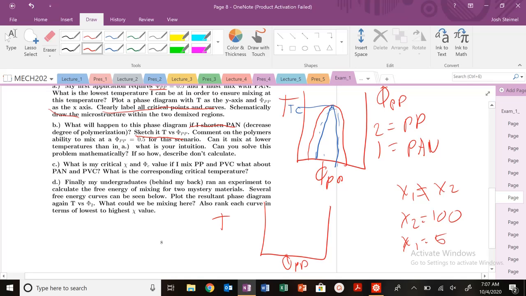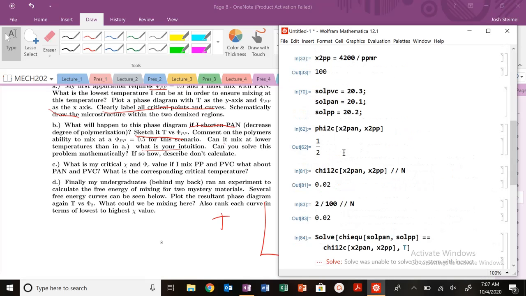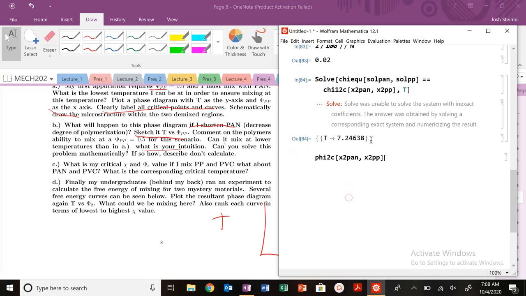Comment on the polymer's ability to mix at this. Well, can you mix at lower temperatures than before? What's your intuition? So let's think about it for a second. Actually, let's plug in for some values. So what will happen to this? What is going to happen to my critical phi value?